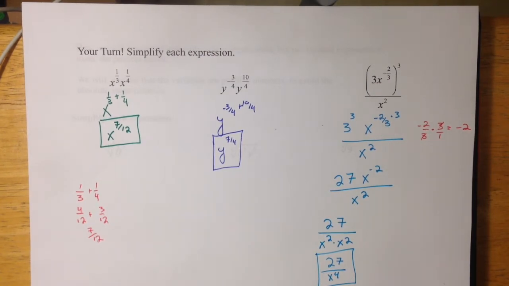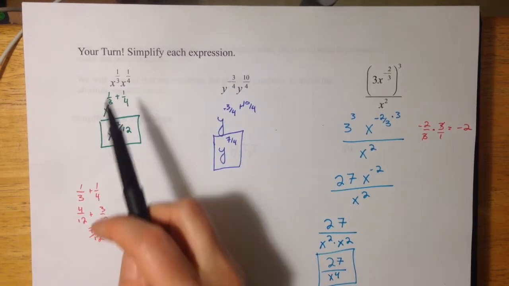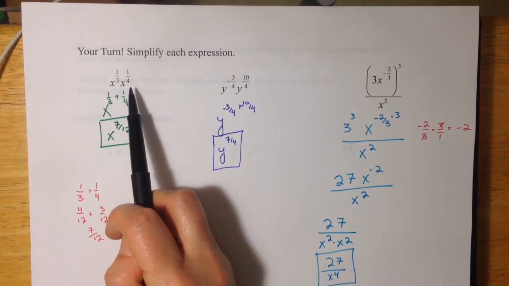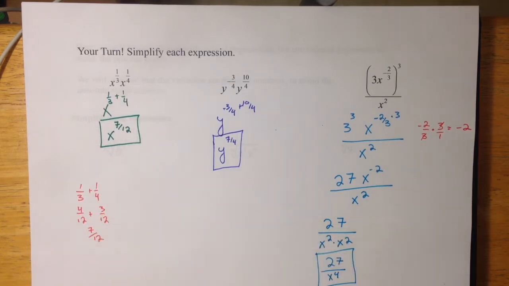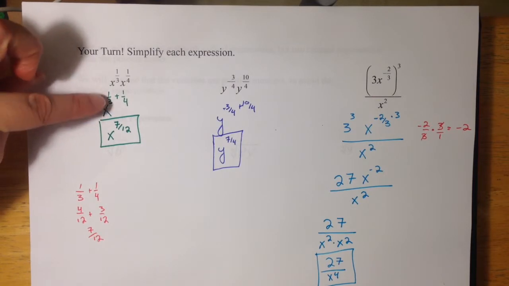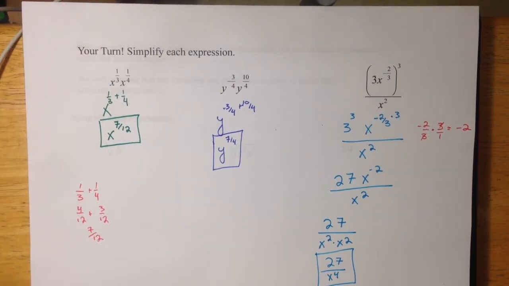All right, did you give each of those problems a try? Let's go ahead and look at them together. X to the 1/3 times x to the 1/4. I have two things with the same base being multiplied, which means that I can add their exponents. I end up with x to the 1/3 plus 1/4, whatever 1/3 plus 1/4 turns out to be.